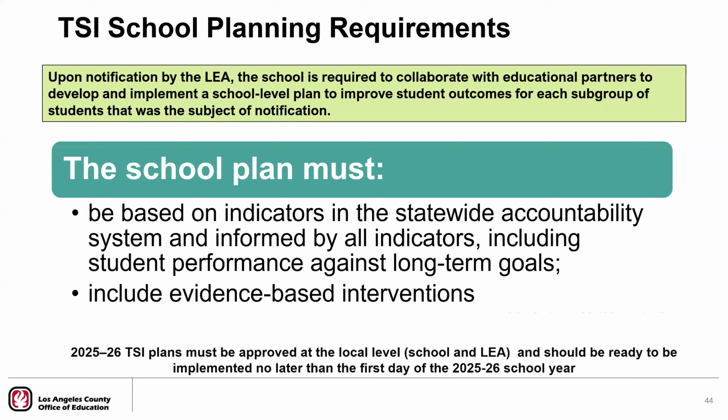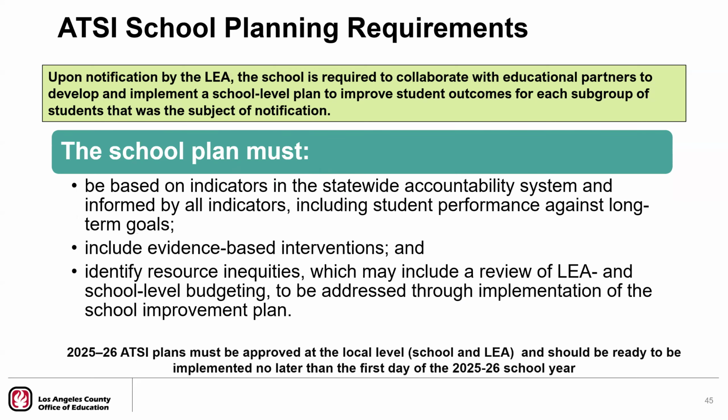So for TSI, upon notification of CSI status by the LEA, the school is required to collaborate with ed partners to develop and implement a school-level plan to improve outcomes for each subgroup of students that cause the school to be identified for TSI. The school plan must adhere to the following requirements. It is to be informed by all state indicators on the California School Dashboard and include evidence-based interventions. Again, the 25-26 TSI plans must be approved at the local level, school and LEA, and should be ready to implement no later than the first day of the 25-26 school year.